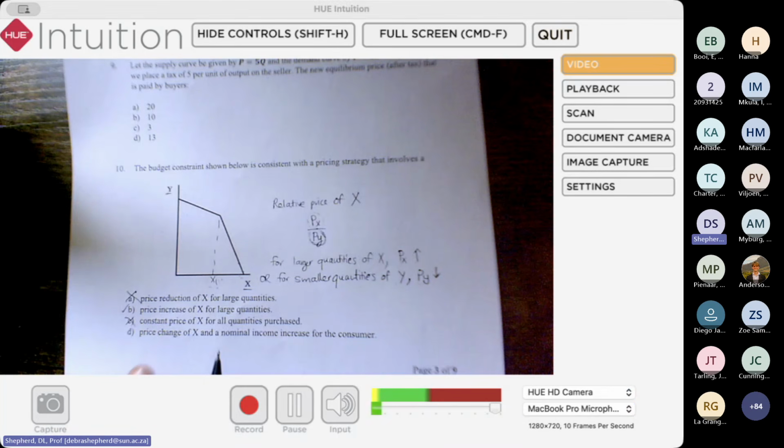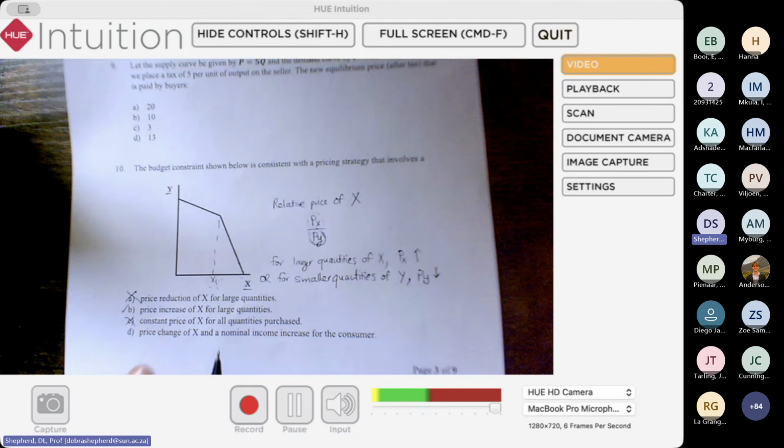Everybody happy with that answer? Before I move on to the next, you can just give a thumbs up. I'll judge from how many thumbs up there are if everyone is happy with that, and then I can move on to the next question. Okay, great.